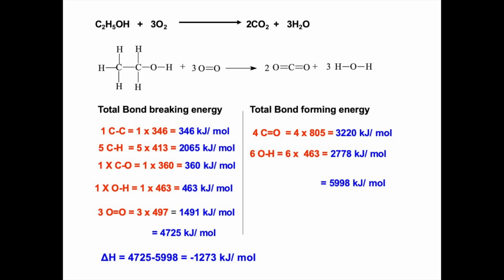break them. So there is 1 CC bond, so that's 346. There are 5 CH bonds, so that's 5 times 413, which is 2065. There is a CO single bond, and that is 360. And then there's an OH bond, and that's 463. And there's 3 double bond oxygens, so that's 3 times 497, which is 1491. Add them all up, gives you a value of 4,725 kilojoules per mole for the bond breaking energy.